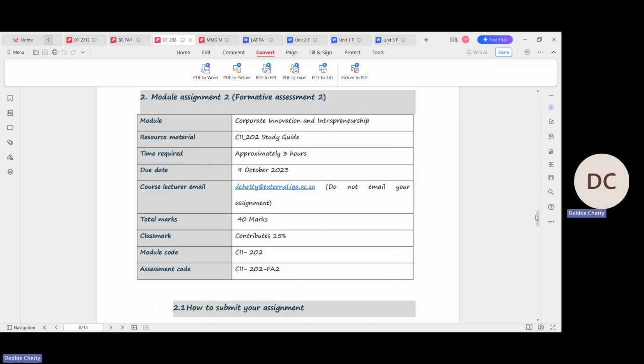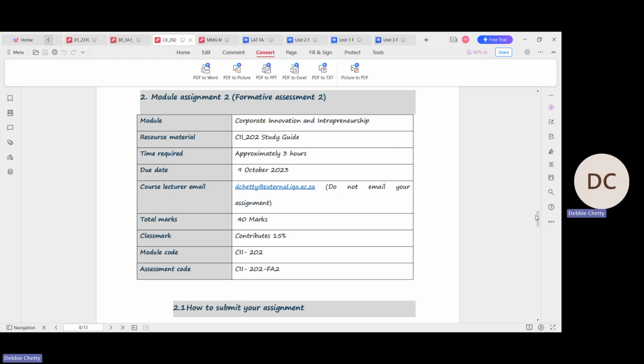So you have to take note of the due date. It'll be open on the 9th of October. You will have about 3 hours to complete it, so there's more than enough time. The assignment is quite short, so you have a lot of time to complete and type your answers. You shouldn't rush it because you have enough time to complete it.